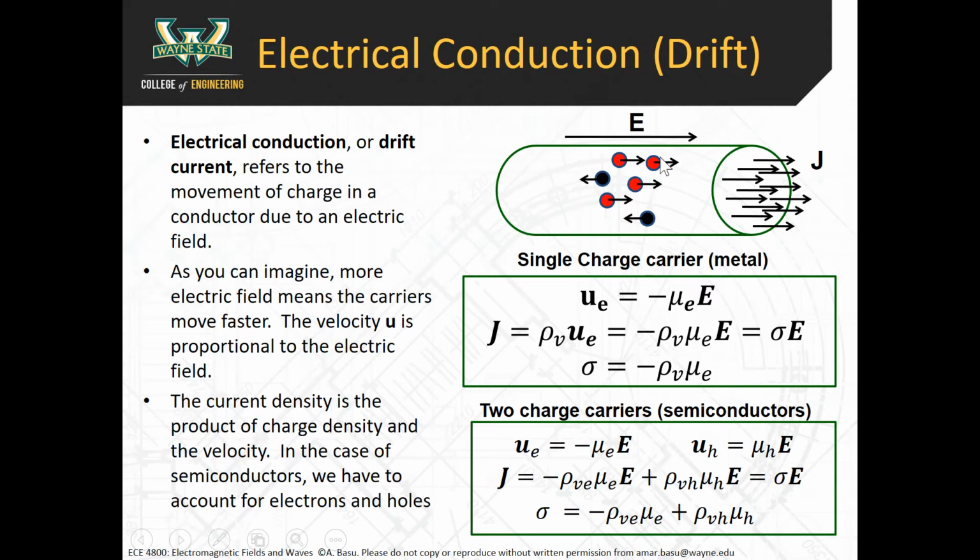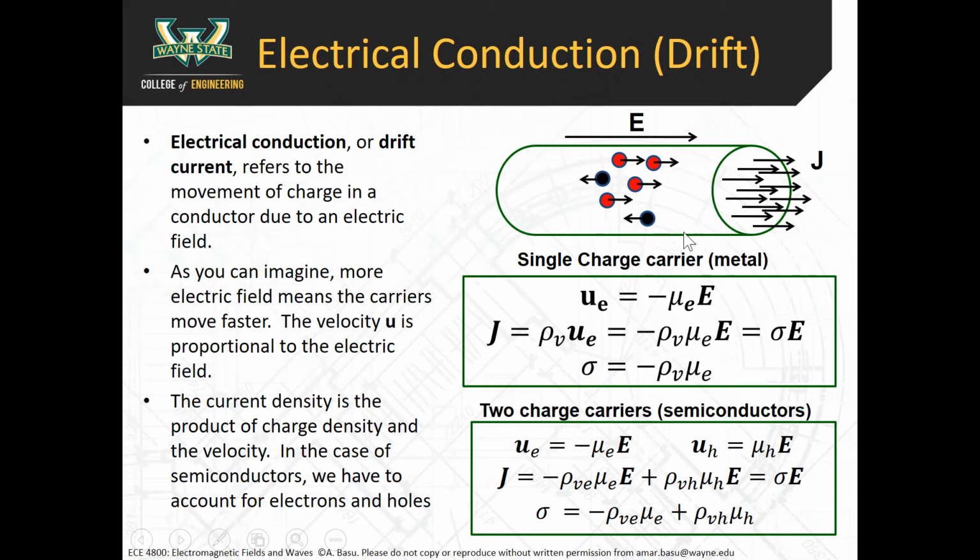When you apply a voltage, you certainly get an electric field. That electric field will cause the charges in the material to move. The positive charges will move in the same direction as the electric field. The negative charges will move opposite the electric field. If the electric field is pointing from left to right, these red circles represent holes. The holes move in the same direction as the electric field, and the black circles, the electrons, move in the opposite direction.